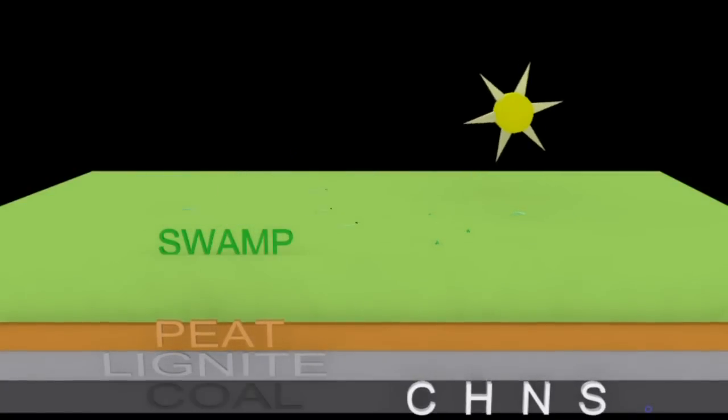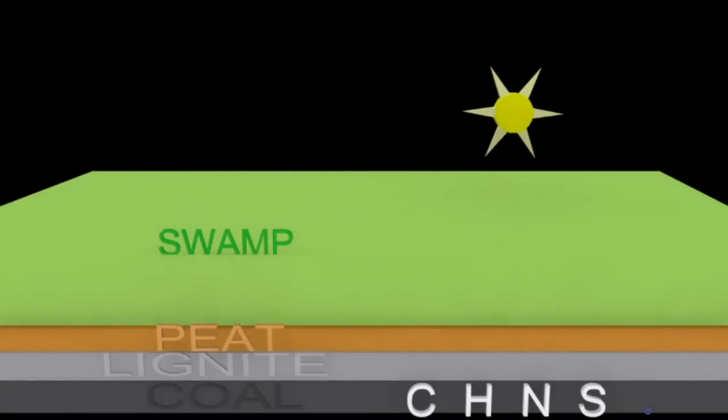So peat, then lignite, and finally coal was formed. Now as we go down, there's more and more carbon present in those fuels until we get to coal, which is about 85% carbon.